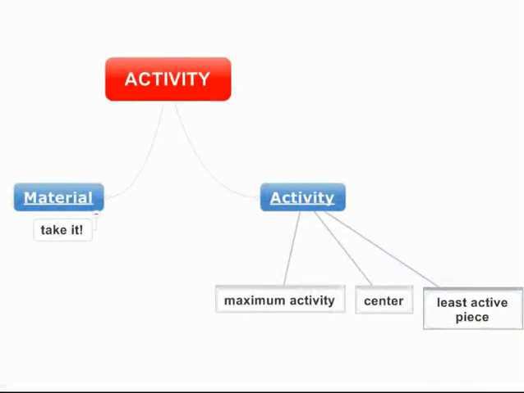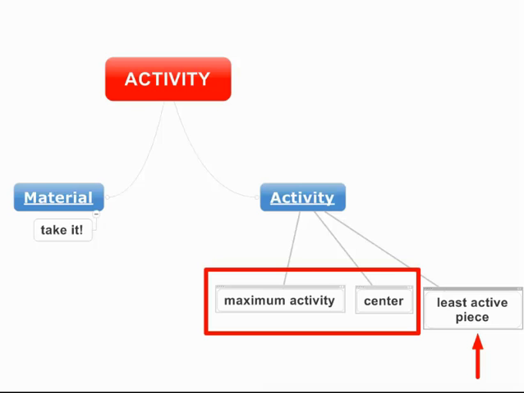Time for another review. Now we know 3 practical principles based on a factor of activity. When you need to decide what piece to move, you use a principle of the least active piece. Then you apply the principles of a center and of a maximum activity in order to decide where to place this piece. That's it. Yes, it's that simple. We have finished with the principles of activity related to your forces.